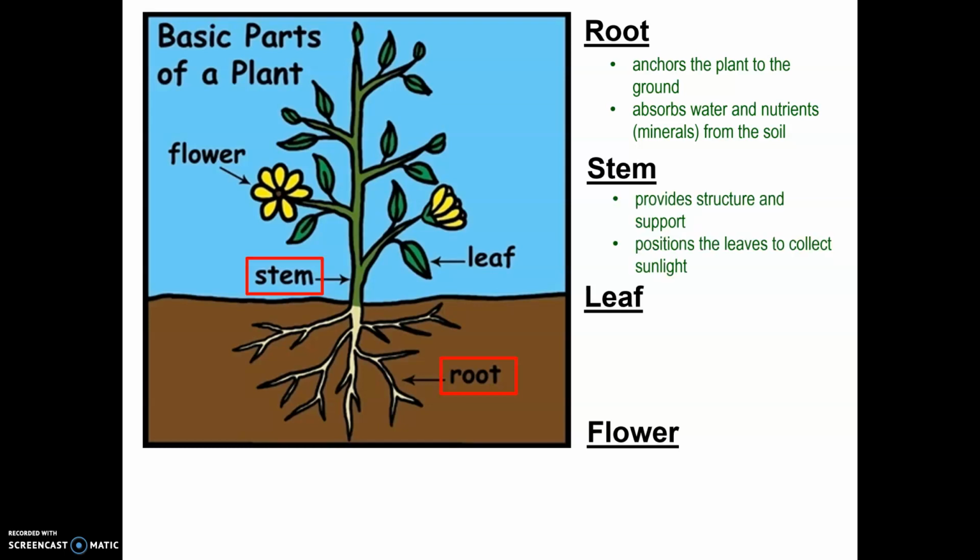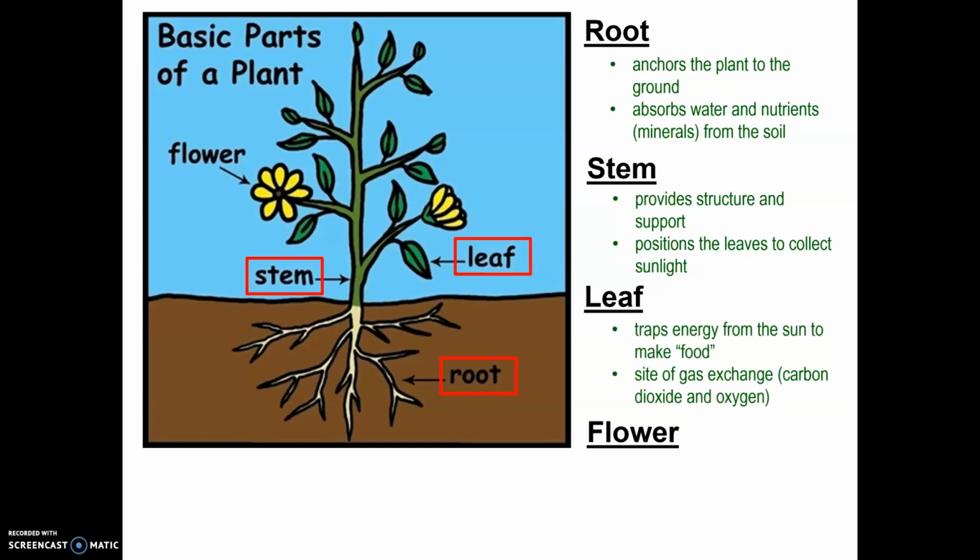After the roots comes the stems, which help to provide structure and support. The stems help to position your leaves to collect sunlight. And then, as we'll come to later, your stems are also responsible for transporting all of those nutrients and the water and things that your roots suck up.